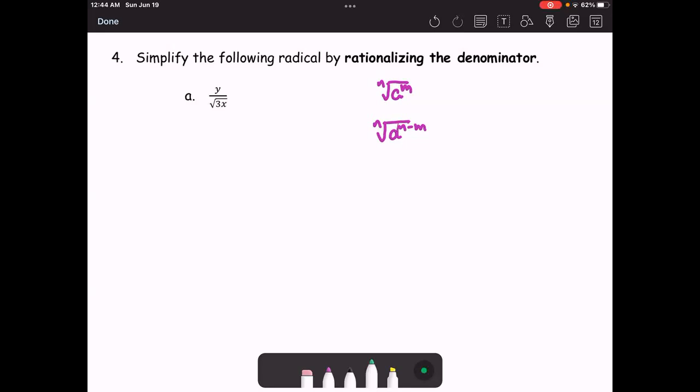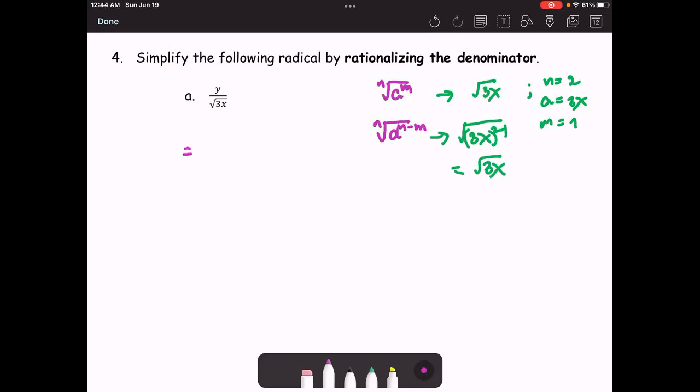So in this case, we have the square root of 3x. The index n is 2. The a, which is the base, is 3x. The m, or the power of a, is 1. So the term, the nth root of a to the n minus m, is going to be the square root of 3x to the power 2 minus 1, which is the same as the square root of 3x.